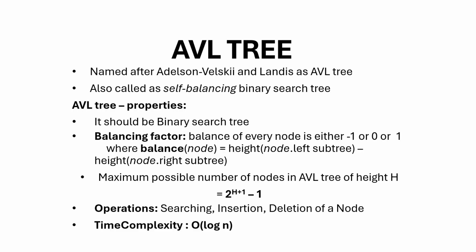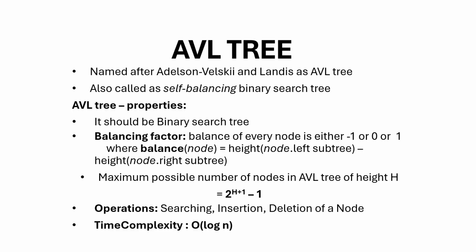AVL tree stands for Adelson-Velsky and Landis. That's an AVL tree. So what are the properties of an AVL tree? It should always be a balanced tree. It should always maintain a balance. What is the balancing factor? The balance of every node can be either -1, 0 or 1. So what's the formula here? The balancing factor is the height of the left subtree minus the height of the right subtree.